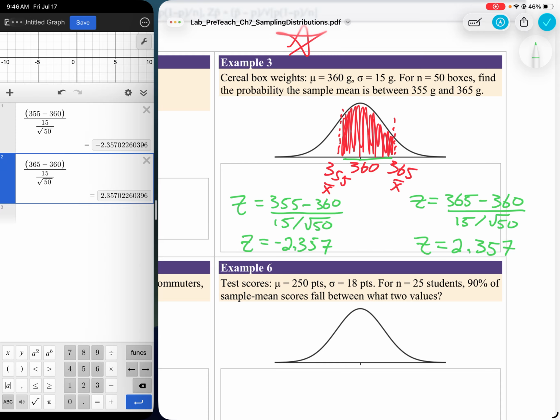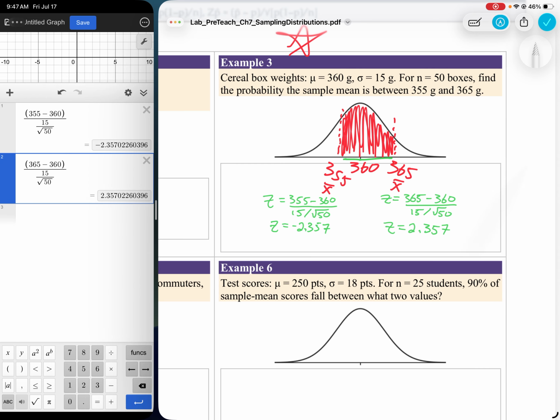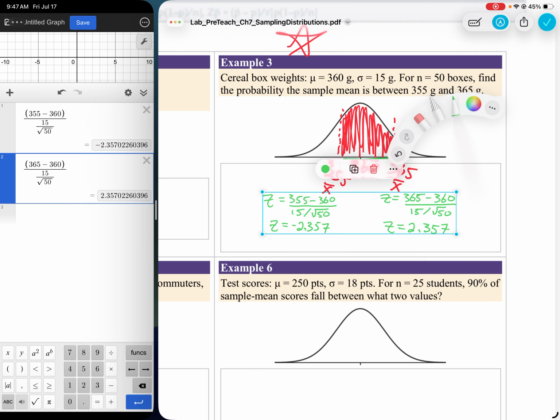So now I need to go grab the left tails for both of them, and then I'm going to subtract them to get my final answer. And I can already tell I'm going to need some more space. So let me go ahead and shrink this down a little bit so I have room to go grab my left tails. Okay, so now it's time to go to our spreadsheet.